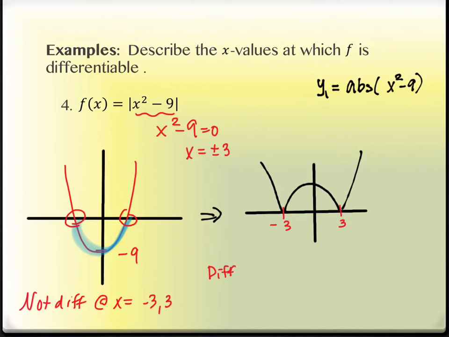So if it's not differentiable there, then we would say it is differentiable everywhere else. Depending on what your WebAssign does, there's a couple of different ways that it might expect your notation. It might allow you to say that it's differentiable and put it in set notation, where you say x such that x is a real number, that looks like a little bitty e, and x does not equal 3 or negative 3.